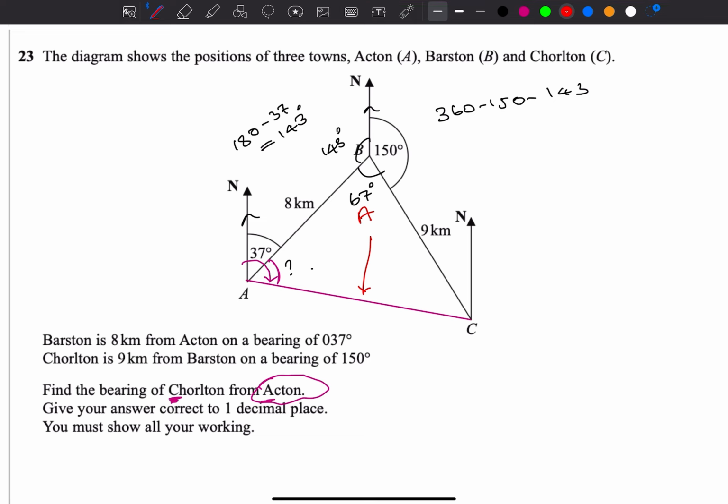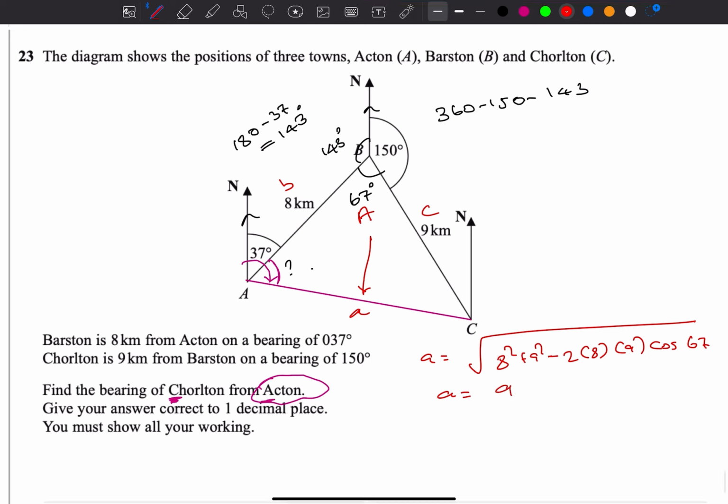Okay. So what is this? This is capital A, little a, and B and C. I can work out the little a. a is square root of b squared plus c squared. So 8 squared plus 9 squared minus 2 times 8 times 9 cos 67. a would be, which makes it 9.42 kilometers.